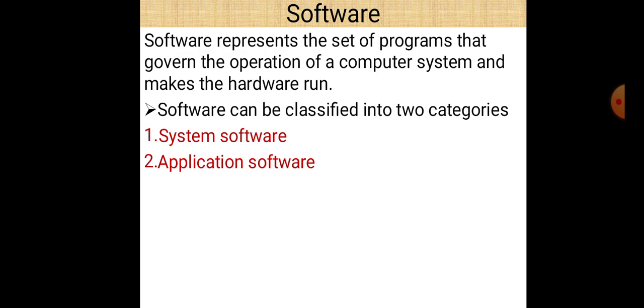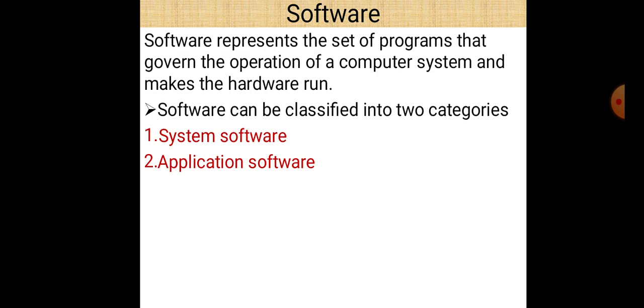Software represents a set of programs that govern the operation of a computer system and makes the hardware run. Or in simple words, software are the logical entities in a computer system. Software can be classified into two categories: system software and application software. System software are those software which are basically designed to fulfill the tasks of a computer system. That's why they are called system software. And second is application software.